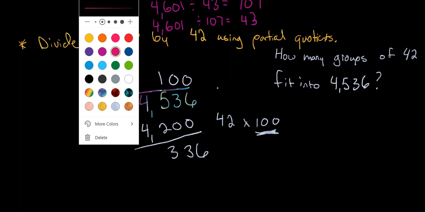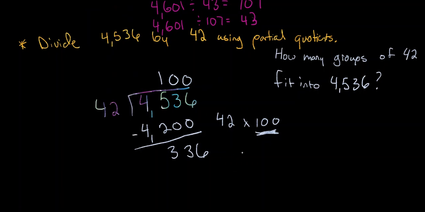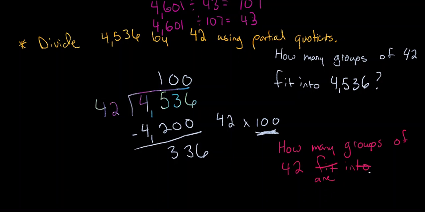So my next question is, how many groups of 42 fit into, or I shouldn't say fit, that should say R, and that should say N, RN 336. All right, guys. So now I'm basically doing 336 divided by 42.